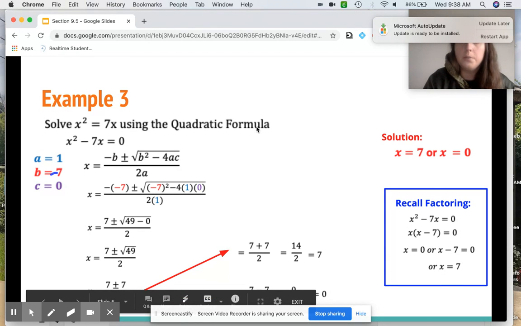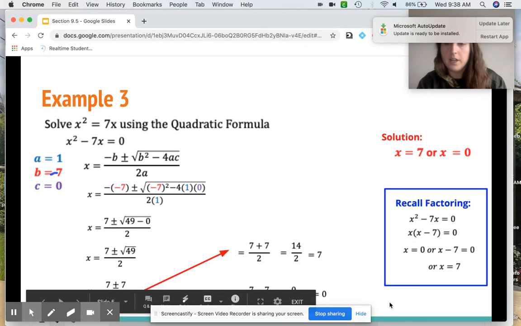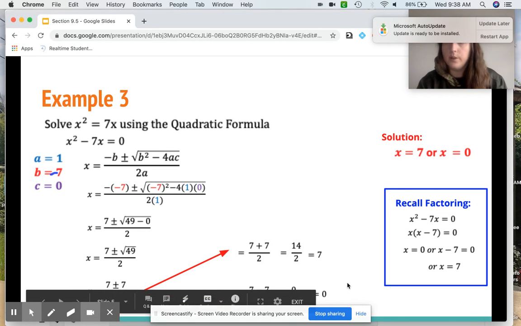So quadratic formula will work for every problem, but I just wanted to recall and remind you about factoring because sometimes it is easier and you really shouldn't forget factoring just because we moved on to another section. So those were 3 examples going over the quadratic formula, and there's more examples to come.